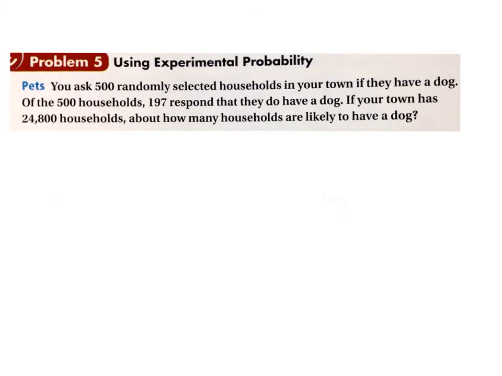Now let's use experimental probability. So they ask 500 randomly selected households in the town if they have a dog. Of the 500 households, 197 respond that they do have a dog. If your town has 24,800 households, how many households are likely to have a dog?